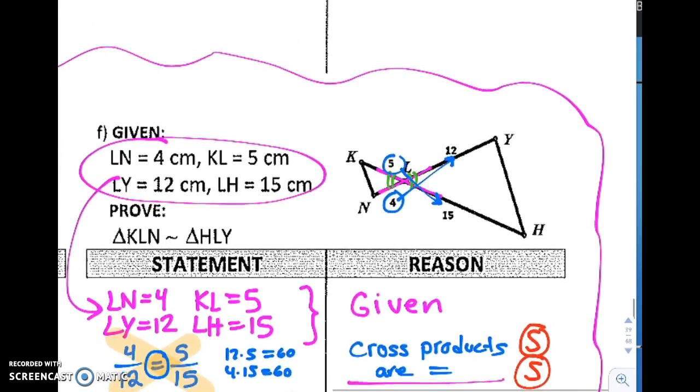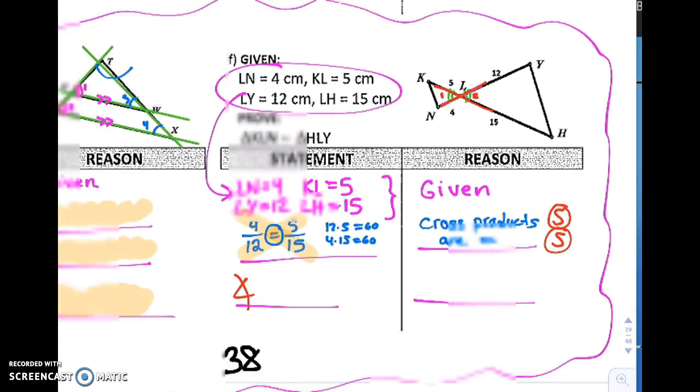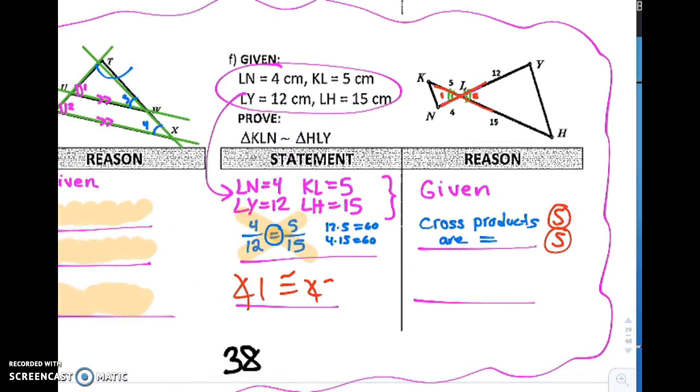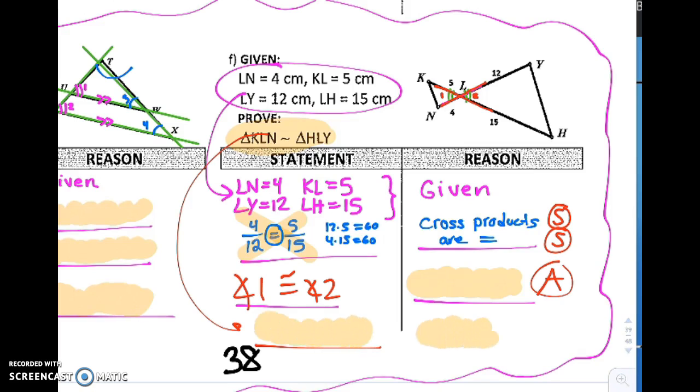The missing piece is the angle in the middle, which is going to be those green angles right there. We have vertical angles in the middle there. So if you want to call those angle 1 and angle 2, go ahead. Angle 1 is congruent to angle 2. The reason you'll write is vertical angles are congruent. That gives you your angle. And we can now prove that these 2 triangles are similar because of the side angle side.